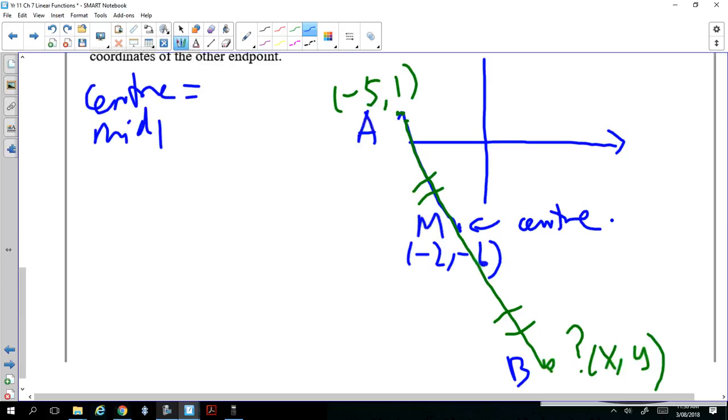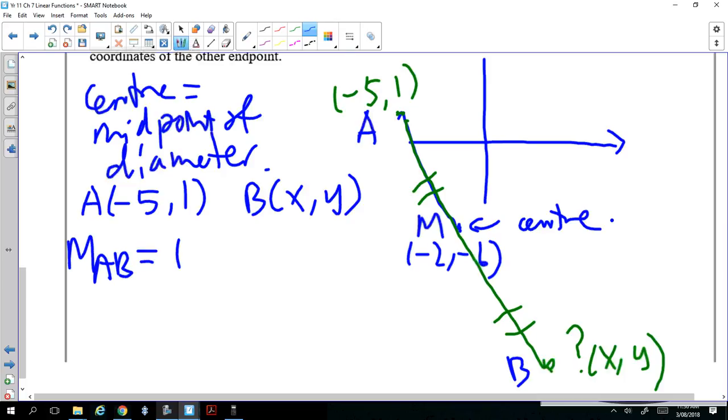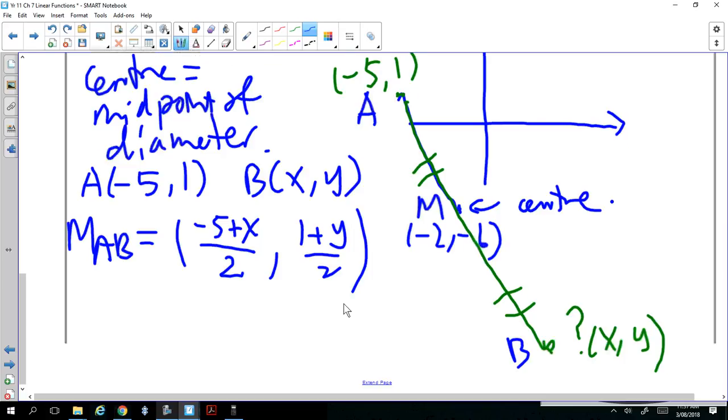So therefore, we're going to use the midpoint formula to find B. Let's write down the coordinates of A and of B, and we're going to find the midpoint of AB. So the midpoint of AB is (negative 5 plus x, 1 plus y) over 2. Right? That's the midpoint. And then it's equal to the center. So you can solve for x and y.